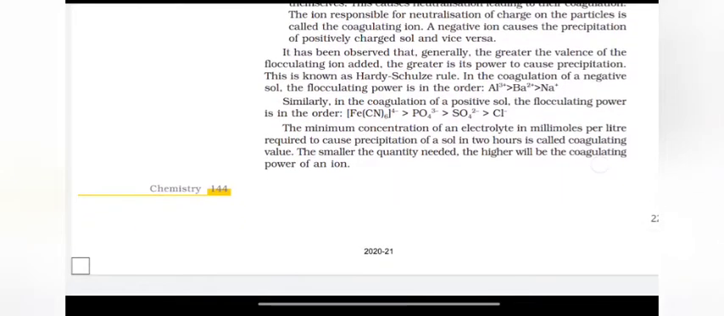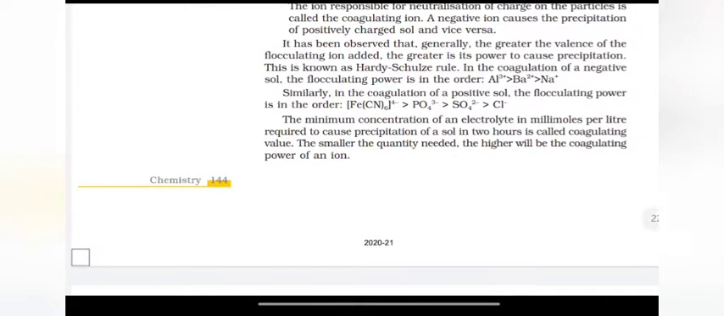It has been observed that generally, the greater the valence of the flocculating ion added, the greater is its power to cause precipitation. This is known as the Hardy-Schulze rule. In the coagulation of a negative sol, the flocculating power is in the order Al3+ > Ba2+ > Na+. Similarly, in the coagulation of a positive sol, the flocculating power is in the order [Fe(CN)6]4- > PO4 3- > SO4 2- > Cl-.